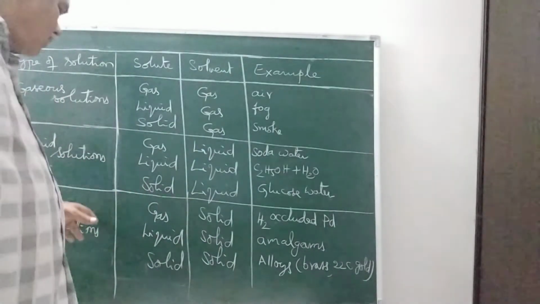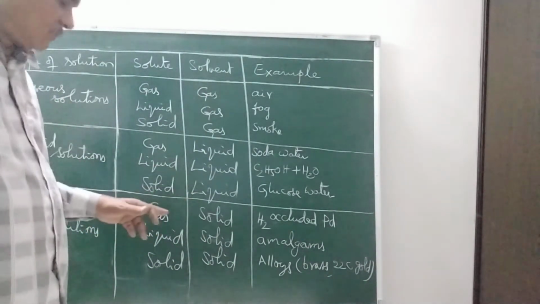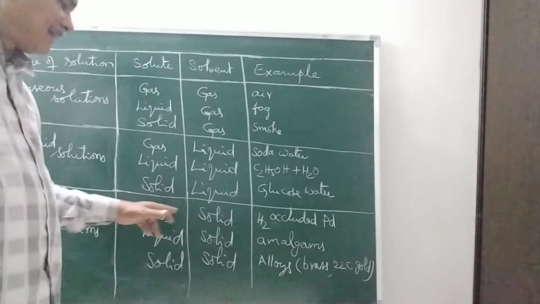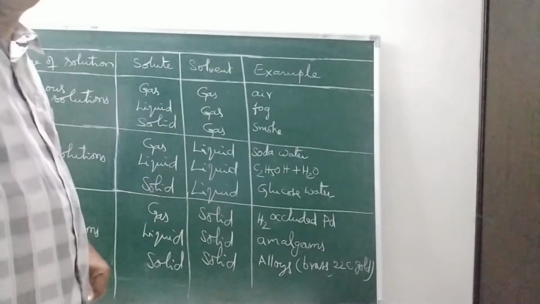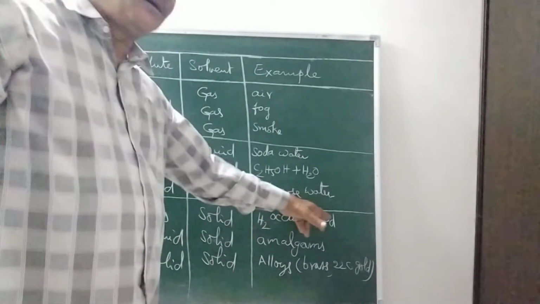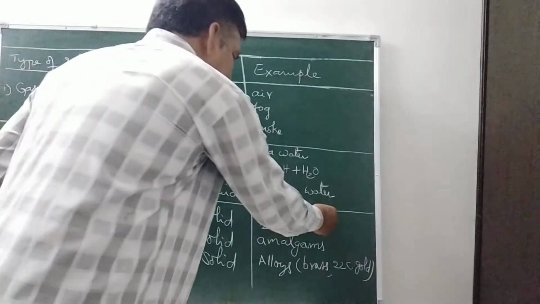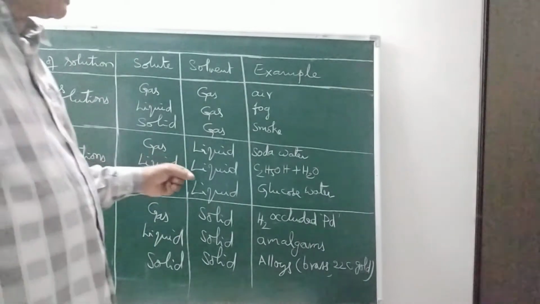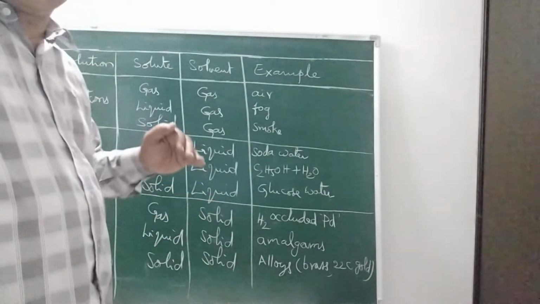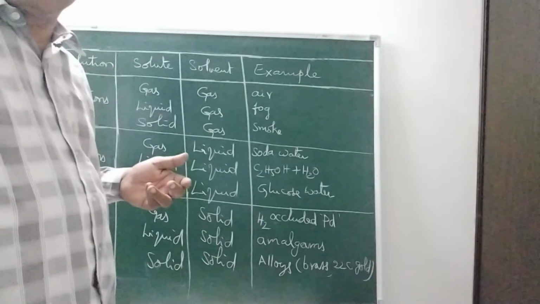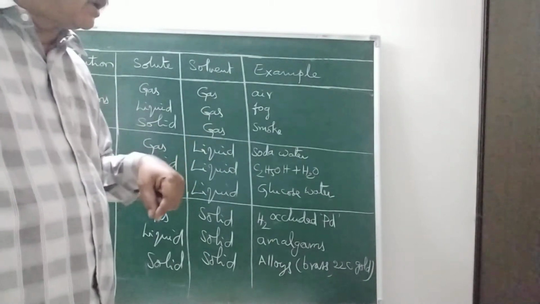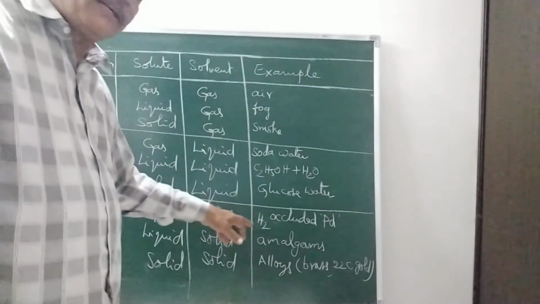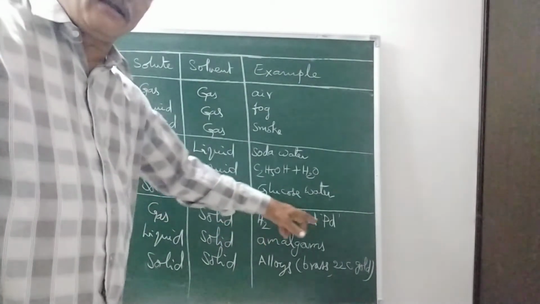Solid solutions. These are again 3 types. They are gas in solid, liquid in solid, and solid in solid. Example for gas in solid type of solution: hydrogen occluded palladium. Palladium is a solid and hydrogen is a gas. When hydrogen is passed over palladium, first it occupies the surface of palladium and gradually it goes into the bulk. This process is called occlusion. So that is meant by hydrogen occluded palladium.